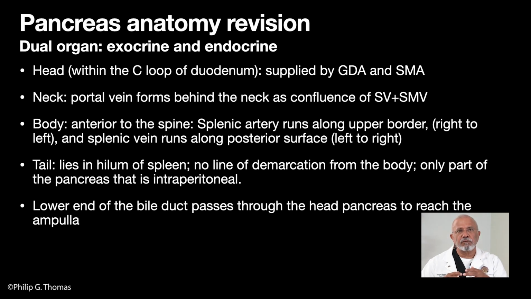The body of the pancreas is that part which lies anterior to the spine. The splenic artery runs along its upper border. The splenic vein runs along the lower border. The splenic artery runs from right to left, the splenic vein from left to right. The tail of the pancreas is a small part of the pancreas which is very close to the hilum of the spleen. This is the only part of the pancreas which is intraperitoneal.